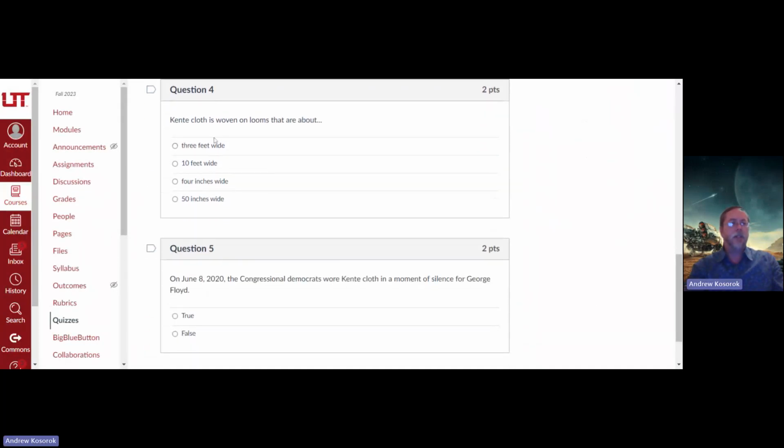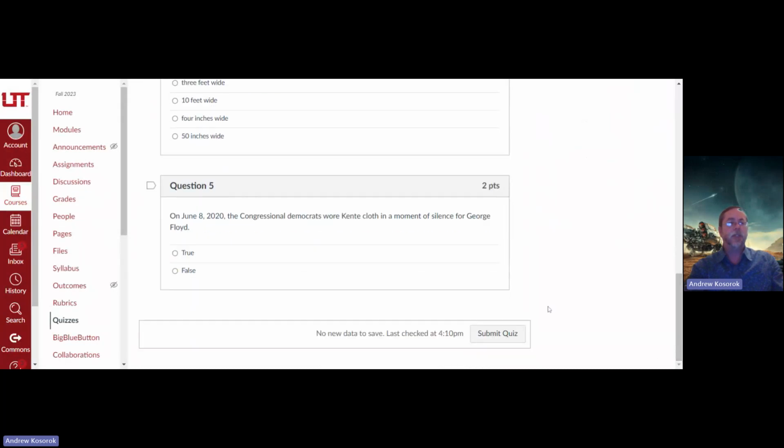And the Kente cloth, how wide are the looms? Well, I'll have to look at that video again, but they're not very wide. They're not 10 feet wide. They're not 50 inches wide. I think they're wider than 4 inches, because the Kente cloth that I saw was at least 6 to 8 inches. So I'm going to guess about 3 feet wide. And again, if you lose a question, just retake the quiz. If you have a problem retaking a quiz, let me know, because I went through and tried to make sure that every single quiz you can retake as many times as you need to.